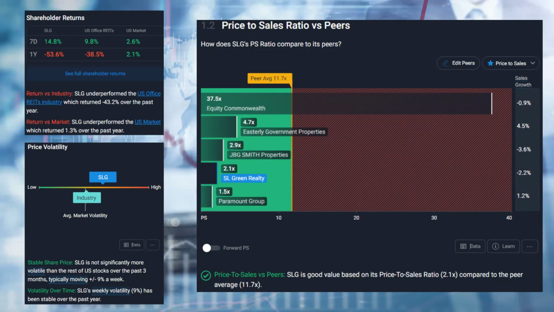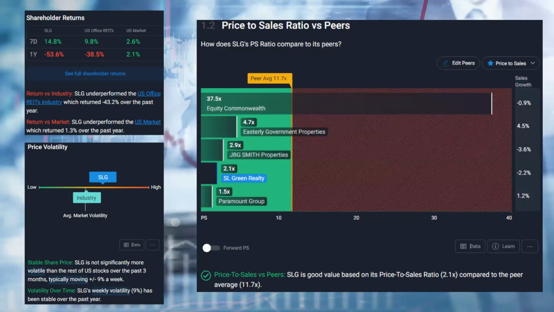And when you look, it also underperformed the US market, which returned 1.3% over the past year. Meanwhile, SLG is down massively. Now, from a volatility standpoint, it is higher in volatility than the industry as well as the average market volatility, but it's not significantly more volatile than the rest of U.S. stocks over the past 3 months.